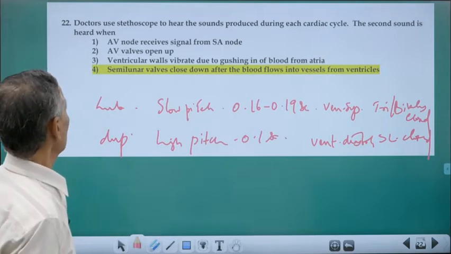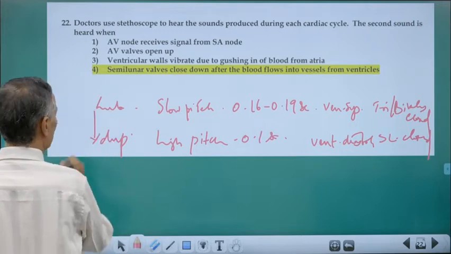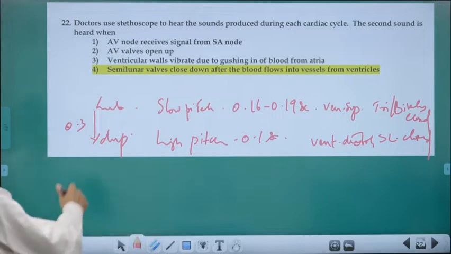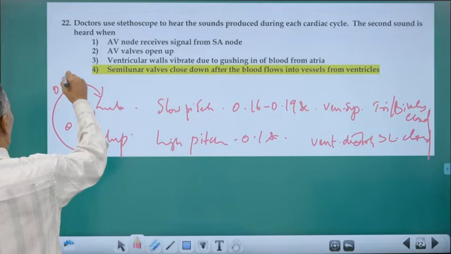So what is the first sound? Lub sound. What is the duration between the lub and the dub? It is 0.3 second. What is the duration between the dub and the lub of the next cycle? 0.5 second.